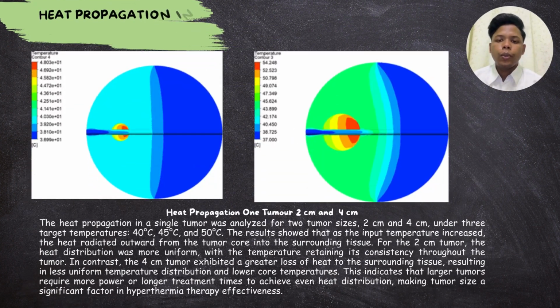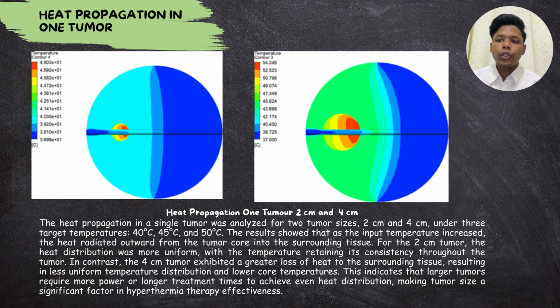So we will proceed to the next slides, which show the result of heat propagation in one tumor. The figure on the left is the 2 cm single tumor, and the right is the 4 cm single tumor. The heat propagation in a single tumor was analyzed for 2 tumor sizes, 2 cm and 4 cm, under 3 target temperatures: 40 degrees Celsius, 45 degrees Celsius, and 50 degrees Celsius.